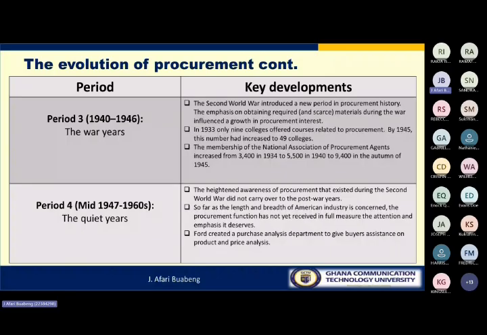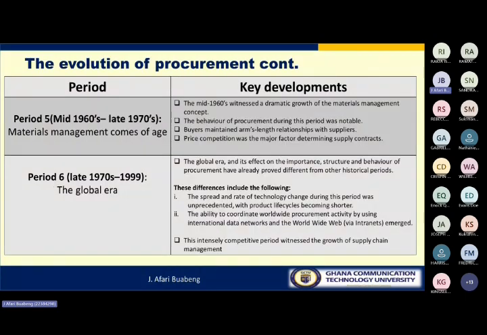Now people were thinking about themselves. We lost, we won, things didn't go well, things went well. So what actually went wrong and all that? Okay, so the actual procurement things, acquisition, was very, very low. So that is why we call this period the quiet years. Then we came to period 5, materials management comes of age, mid 1960s to late 1970s.